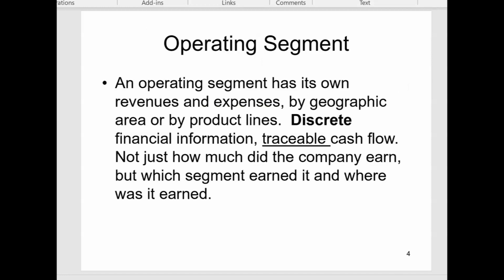So on slide 4, an operating segment has its own revenues and expenses, maybe by geographic area, maybe by product line. It has discrete financial information. It has traceable cash flows. Not just how much did the company earn, that's good on the financial statements, but in the segment disclosures, we want to know which segment earned it and where was it earned.